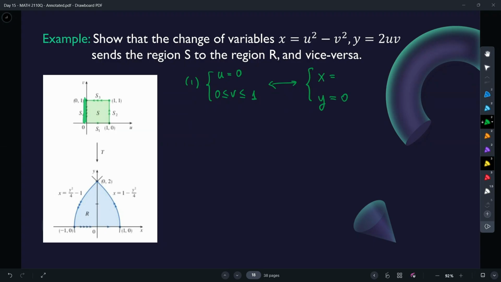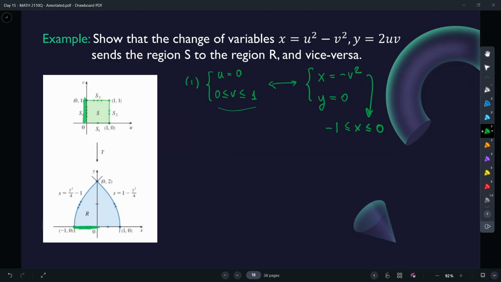And what is the x? When u is 0, the x is given by minus v squared. And in what length? So since I know that v is going between 0 and 1, that tells me that x will be between minus 1 and 0. Okay? So what region is that in the bottom graph? In the x and y coordinates, x is going from minus 1 to 0, and y is 0. So it corresponds to this side here.